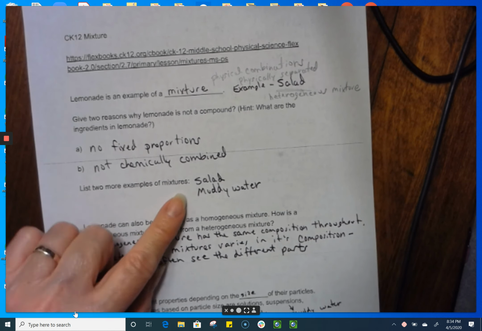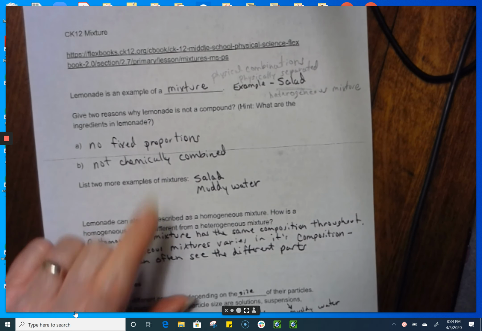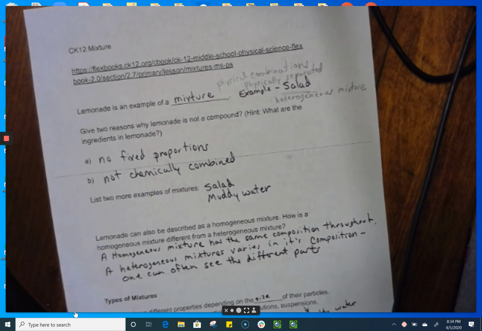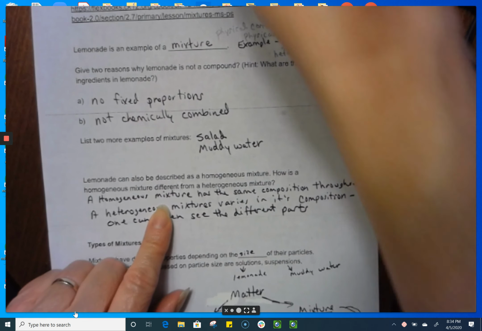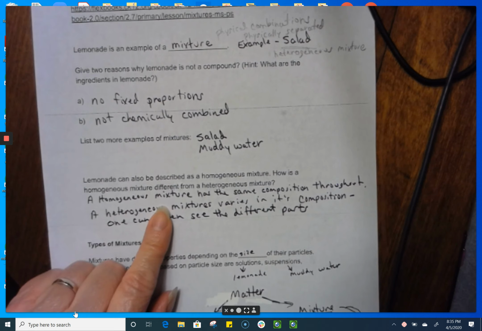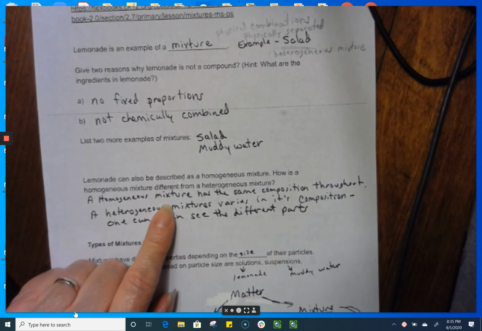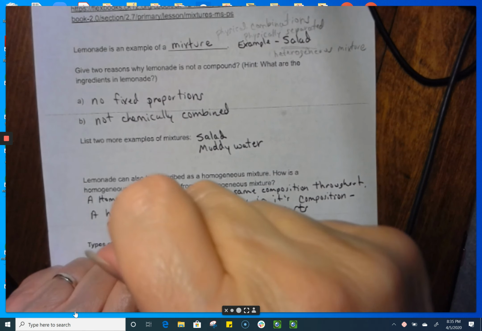And then also 2 other examples of mixtures are salad, muddy water. The difference between homogeneous and heterogeneous: a homogeneous mixture has the same composition throughout. So lemonade is a homogeneous mixture, because if it's mixed up and there's no sugar settling or no lemon particles settling to the bottom, then you have a homogeneous mixture.